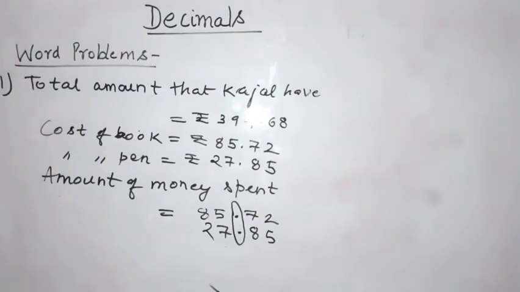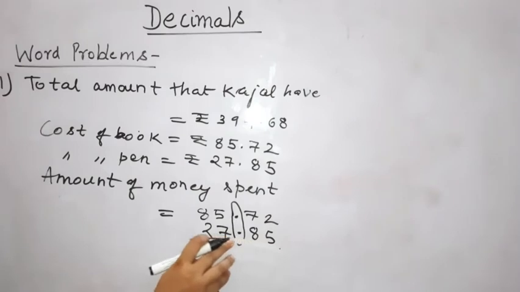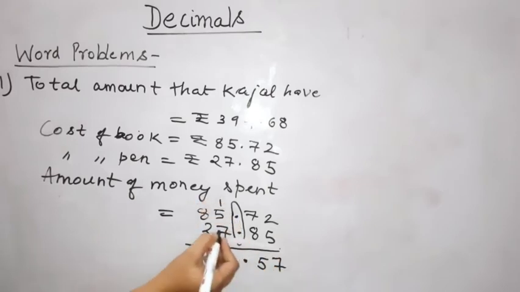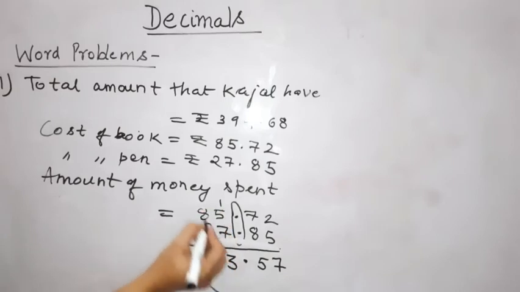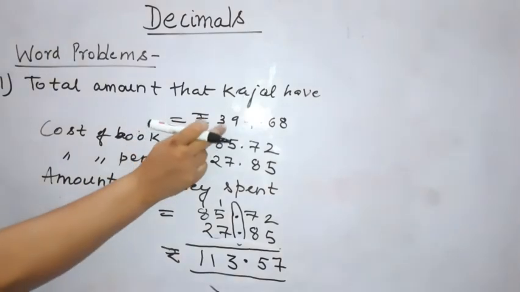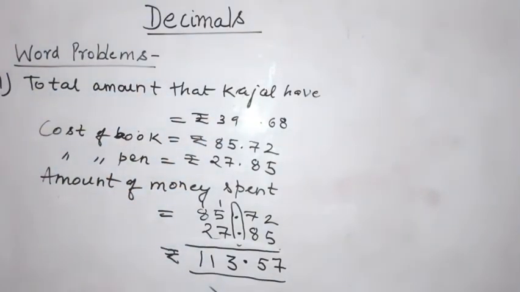So please keep that in your mind that the decimal point should lie in the same line. Now let me add this for you. So once we will add this, I have drawn a bad line. Now I am drawing a straight line for you. 5 plus 2, 7, 8 plus 7, 15, 1 carry, 7 plus 5, 12, 12 plus 1, 3, 1 carry, 8 plus 1, 9, 9 plus 2 is 11. So what is the amount of money that is spent by Kajal? Kajal has spent rupees 113.57 from 394.68.